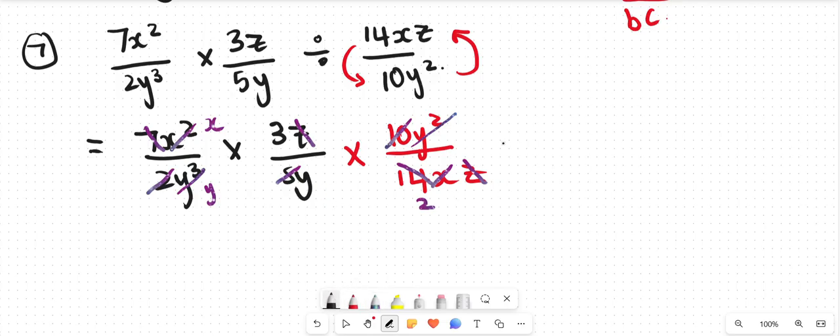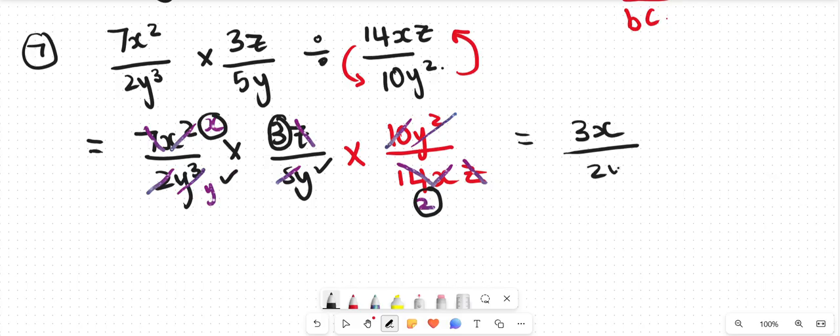So I hope you followed that. What I'm left with is this x with this 3 at the top, so it's a 3x at the top, and at the bottom I'm left with this 2, this y, and this y, so it's a 2y squared at the bottom. And there we go. That is our final answer.